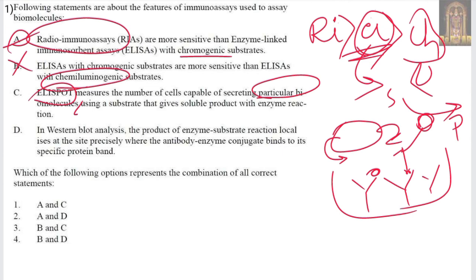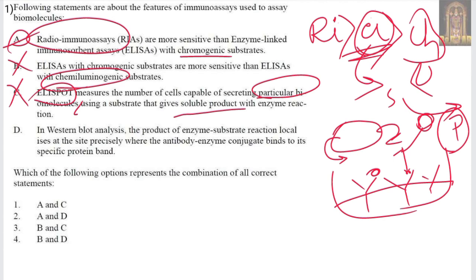And thereafter, the secondary antibody will come and produce a product from the substrate. But this product should not be soluble in the solution present in the well, because if it gets solubilized, then there will be no precipitation. There will be no spot formation. You will not be able to detect. So it should not be a soluble product. It should be insoluble. So this is wrong.